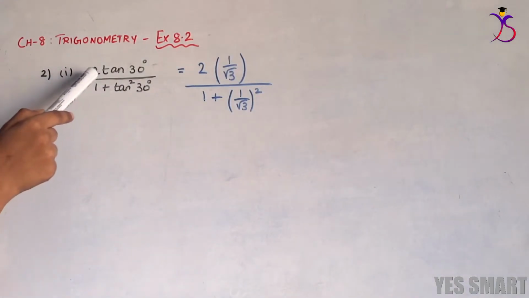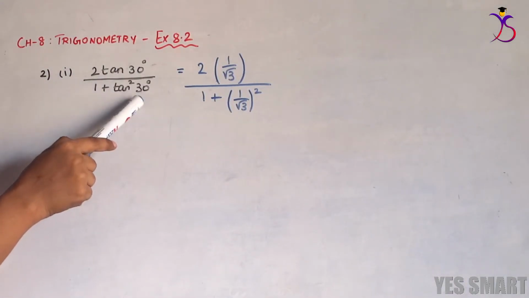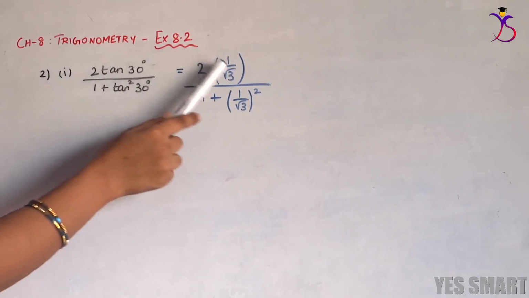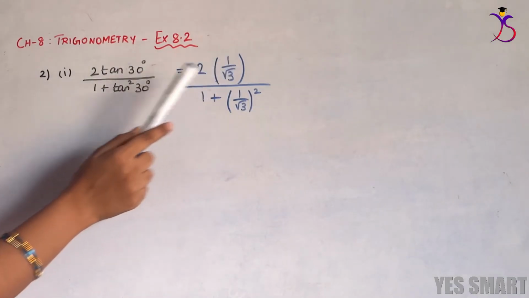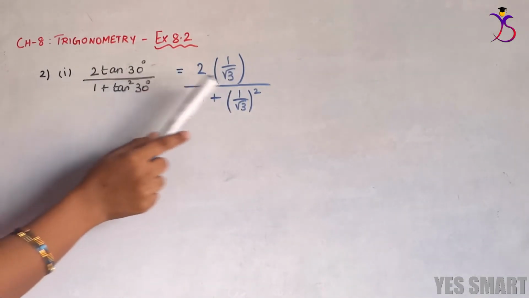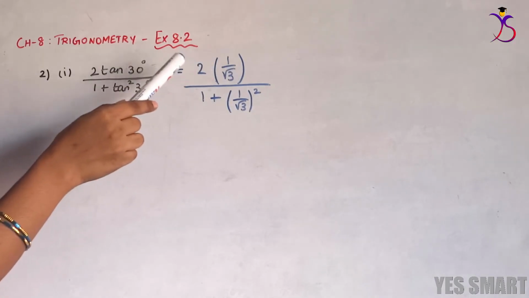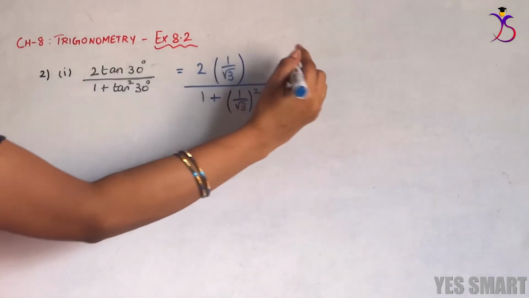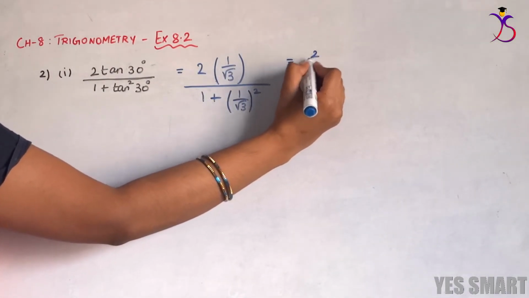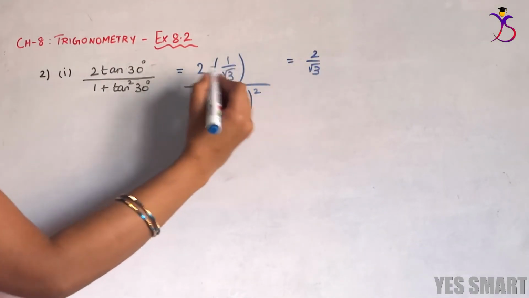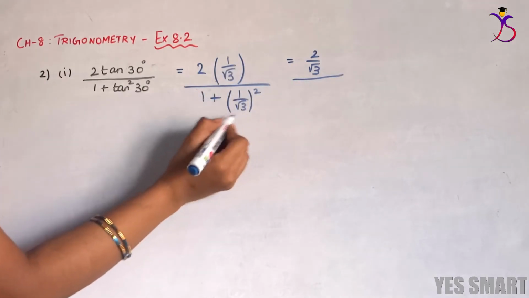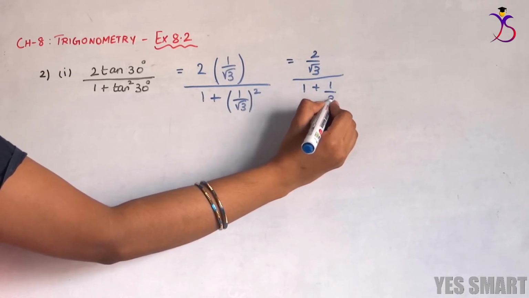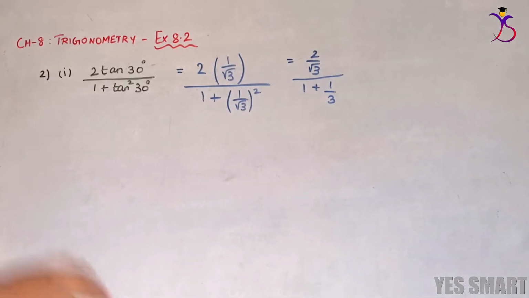Now second sum, first subdivision, 2 tan 30 divided by 1 plus tan square 30. I am just substituting the values of the trigonometric function. 2 into tan 30 value is 1 by root 3 divided by 1 plus tan 30 value is 1 by root 3, since square is the square. Now I am just going to solve this normal multiplication. Now I am multiplying the numerator. 2 into 1 by root 3 is 2 by root 3 divided by, now solving this, 1 plus 1 into 1 is 1 by root 3 into root 3 is 3.